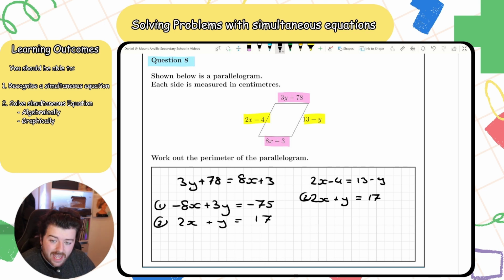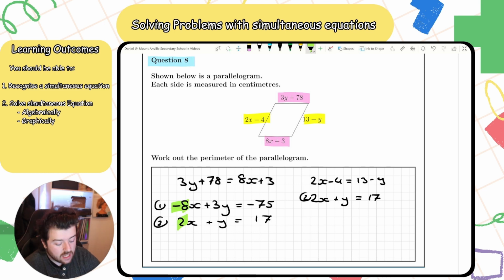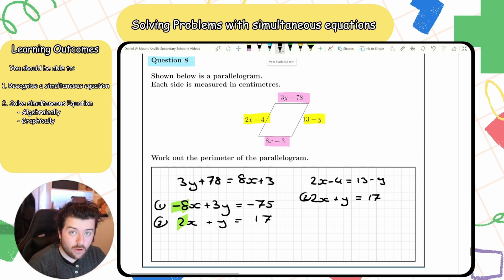Now let's look at which one to cancel. What I notice here is the x's already have opposite signs, so I just need to make sure they have the same coefficient in front of them. Well, in this case, I have minus 8 and 2. The lowest common multiple of 8 and 2 is 8. So I just need to multiply my bottom one by 4.